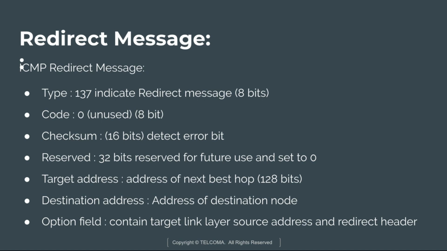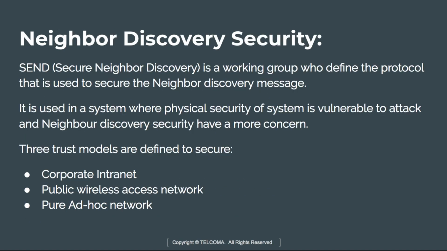In the target address, the address of the next best hop is added, and in the destination address we add the address of the destination node to which we are sending the packet. If the target address and destination address are the same, it means the destination is a neighbor node, not a remote node. The option field contains the target link-layer address and the redirect header. This is better than IPv4, where a node sends a separate ARP request to determine the link-layer address of the next hop. Here, in the option field, we add the target link-layer address as well as the redirect header.